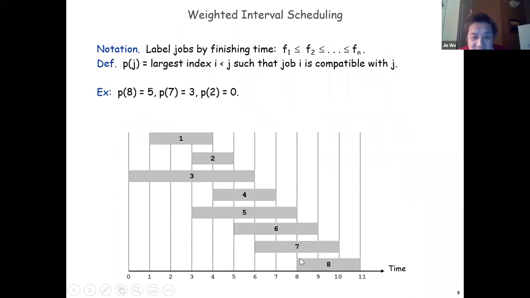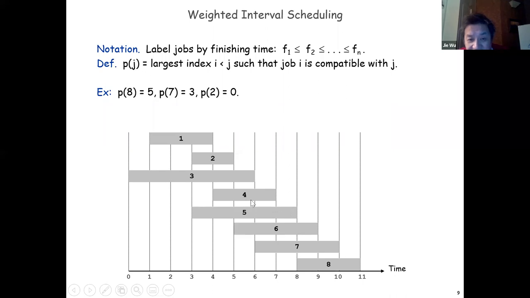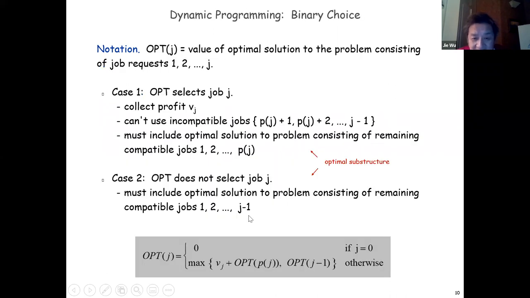So if you select 8, then 6 and 7 should not be selected, but you can still select from 1 to 5, though you don't know which one is the best. But this is a subproblem of the original problem. That's why we have another recursive call here. So this PJ is important. It pinpoints the location of the largest index that's compatible with J. So that's the optimal solution. It's very simple, just a recursive call.